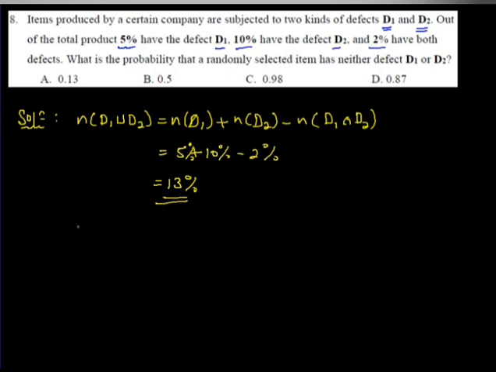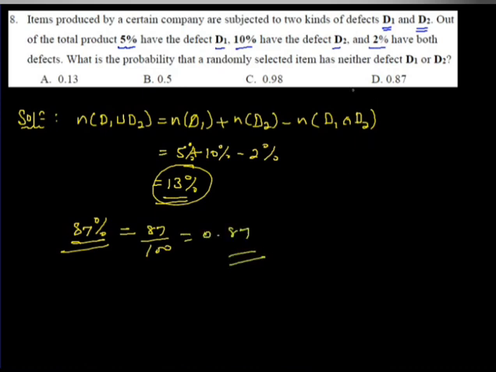This 30% is the number of items having defect D1 or D2, or it can be both. So the rest, 87% of the items, are defect free because 30% of the items have either defect D1 or defect D2 or both. So what is the probability that a randomly selected item has neither defect? It's 87%, meaning 87 over 100, the result is 0.87. So the answer for this problem is D.